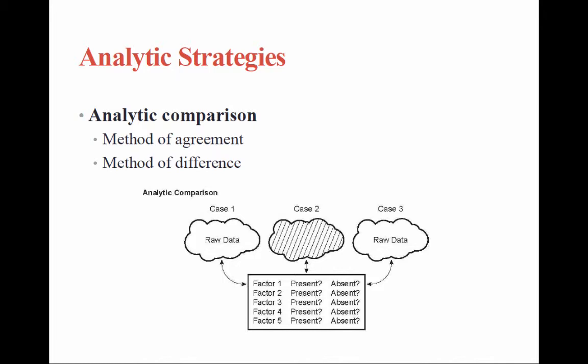Another method of an analytical strategy would be the analytic comparison. And what I'm doing here is I'm thinking about ways in which I'm trying to find some ways to get agreement or differences that can be discovered using this method. So we have method of agreement and method of difference. In the method of agreement, what I'm doing here is I'm drawing comparisons across different cases to see how they share a similar outcome. And you see that here, right? Case 1, case 2, case 3, same raw data, and I'm looking at whether things have a similarity of something being present or absent.